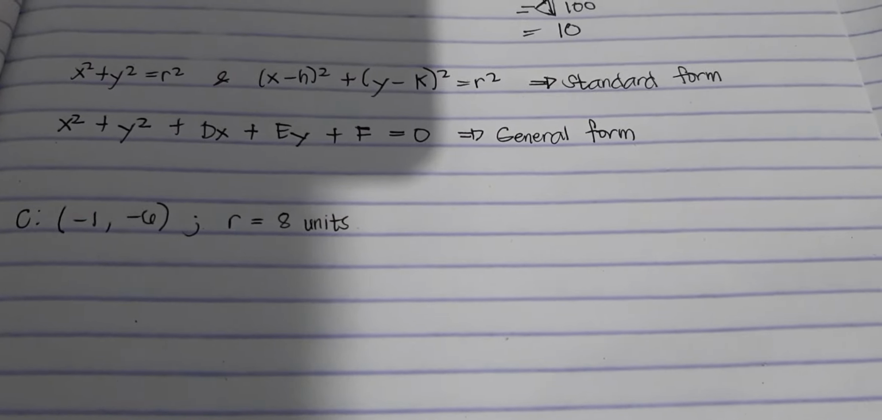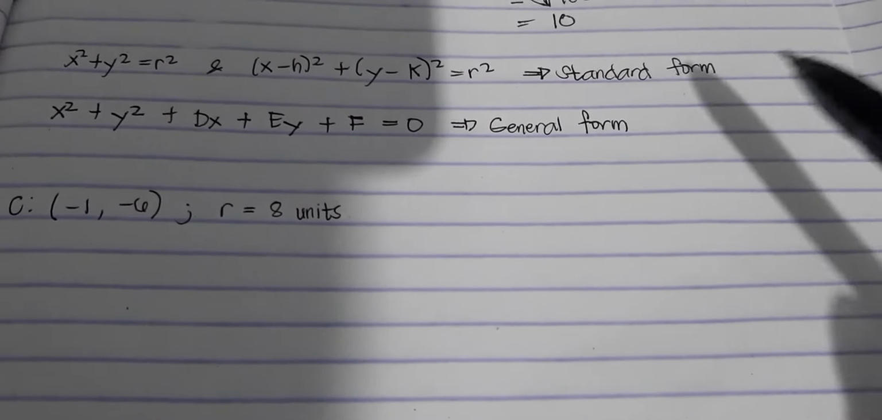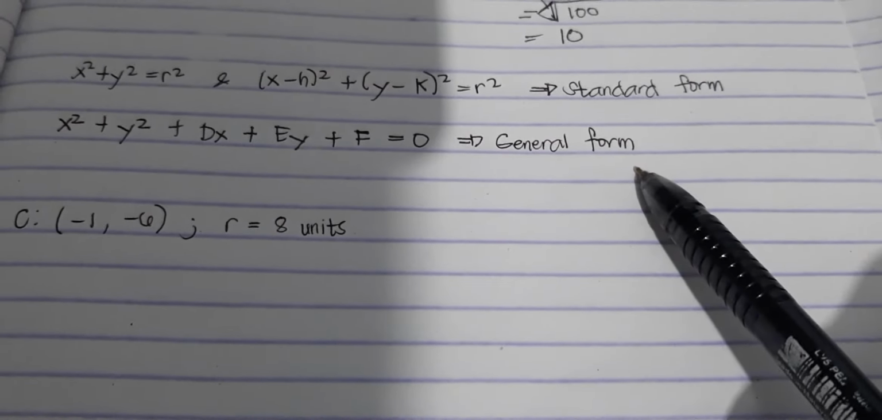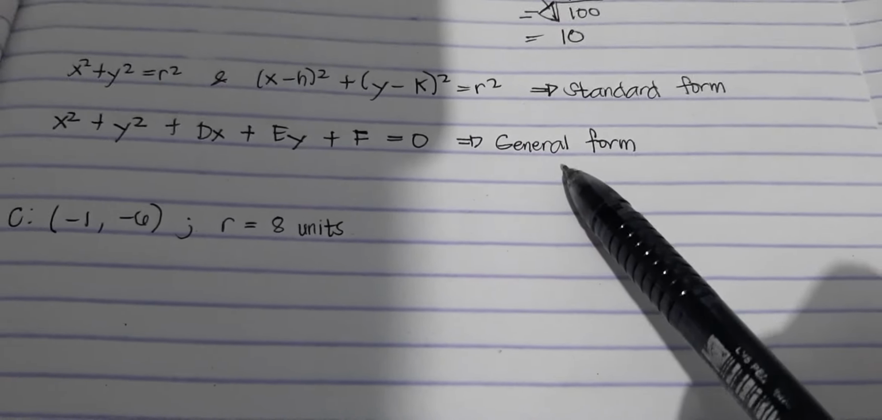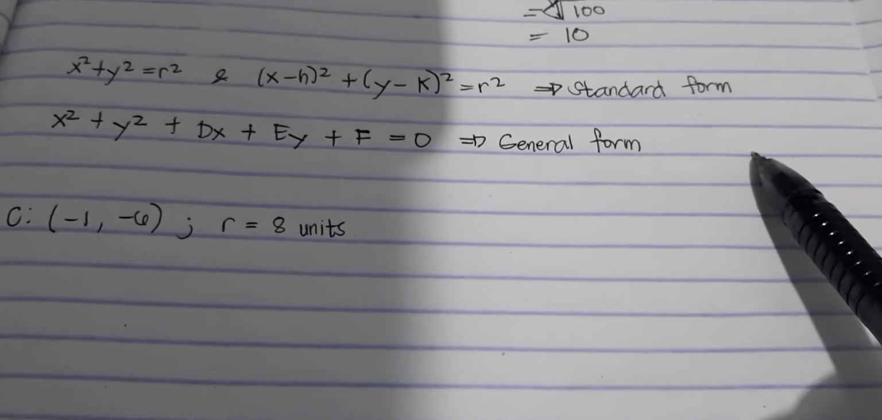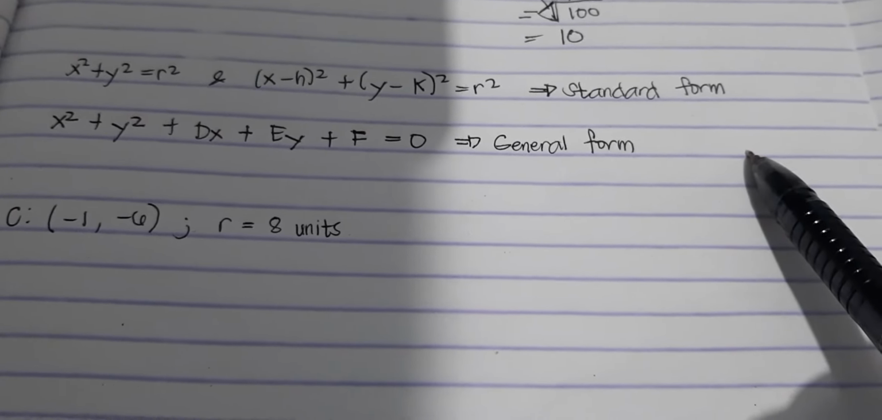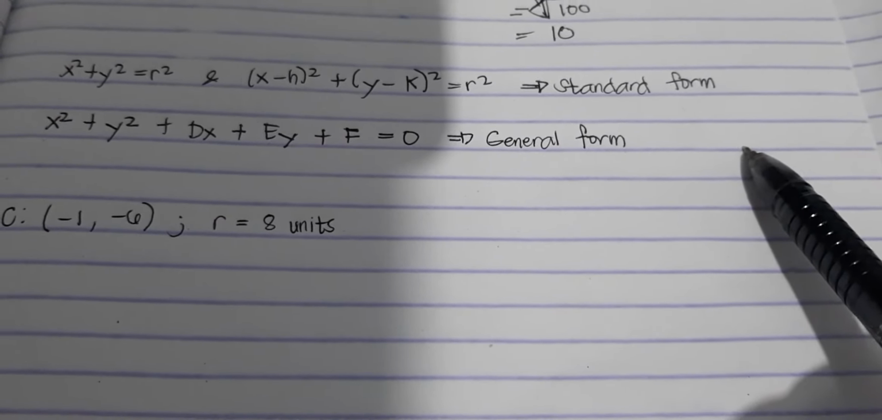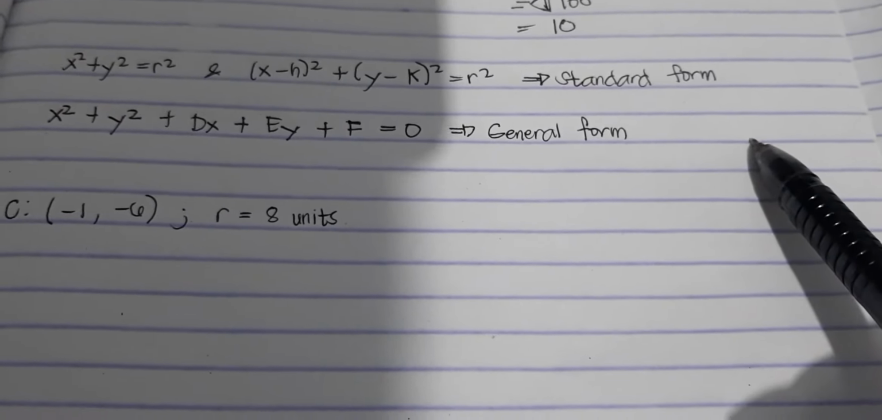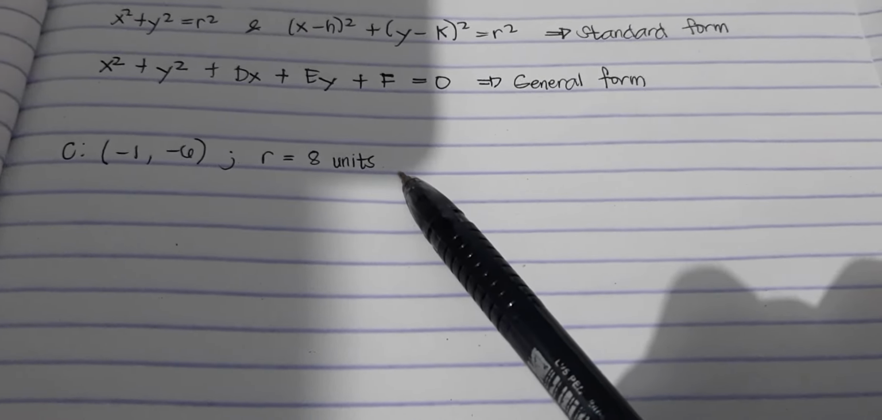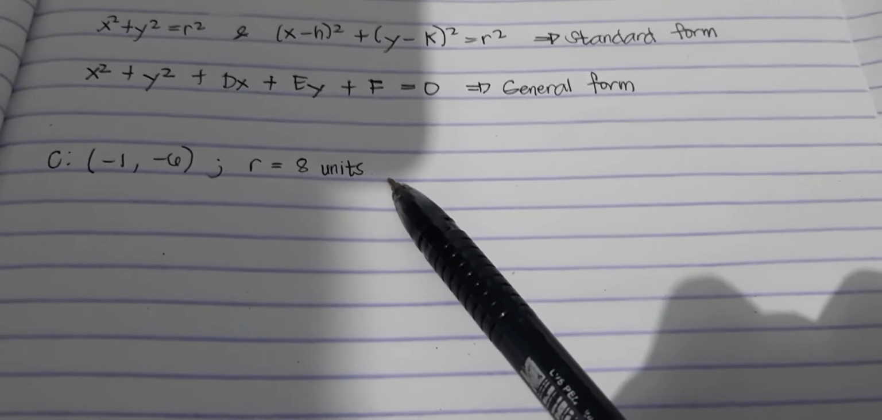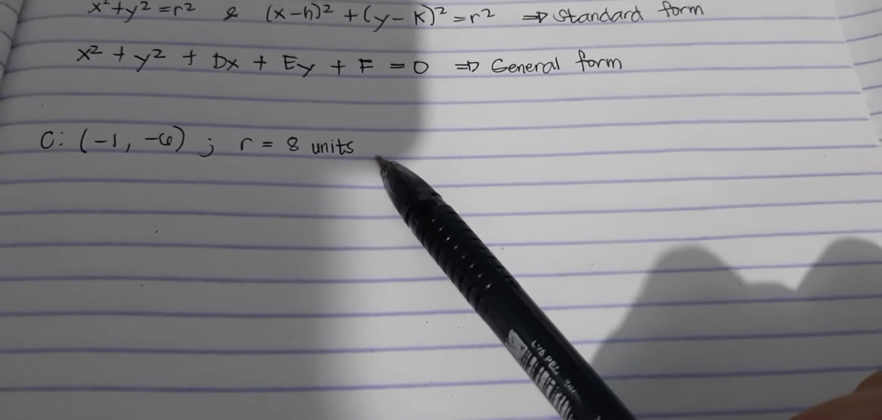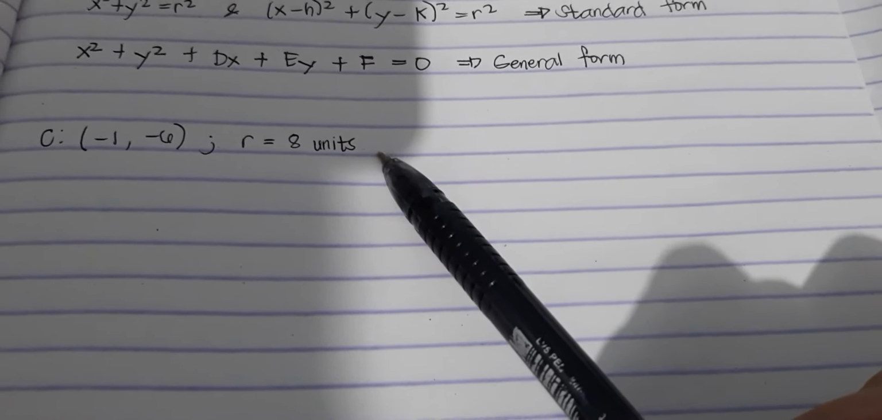In our previous video, we talked about how to find the standard form of the equation of the circle. So today in this video, we will focus on how to find the general form of the equation of the circle, which is x squared plus y squared plus dx plus ey plus f that is equal to 0. And we will take this example, which has the center that is located at the point -1 and -6, and radius that is equal to 8 units.